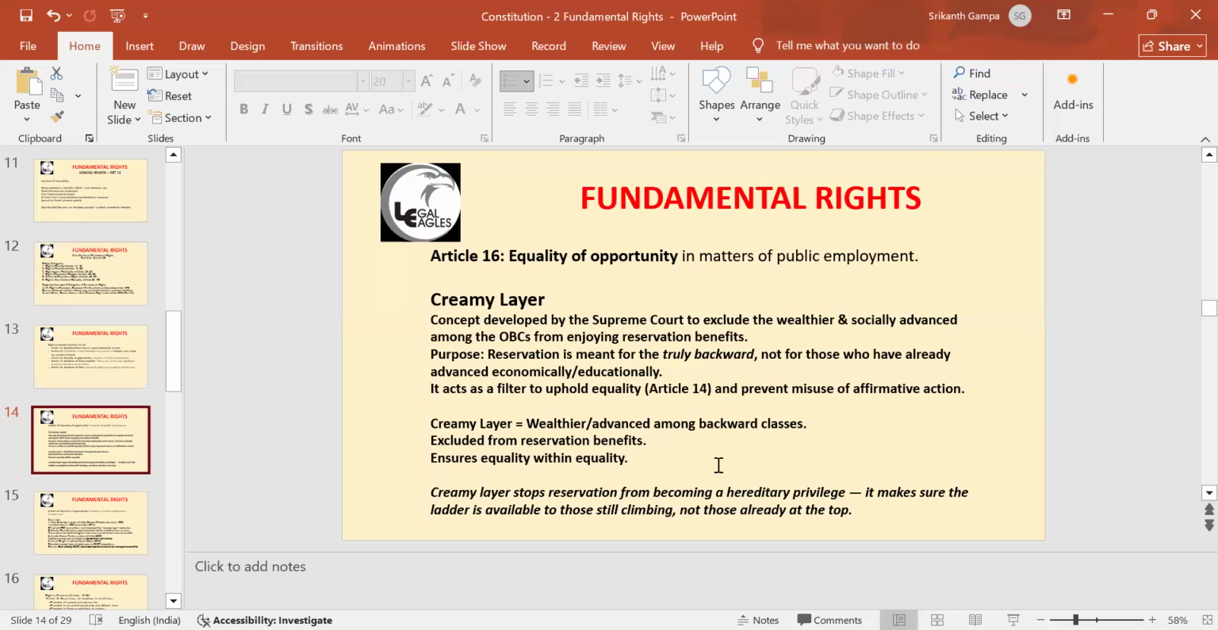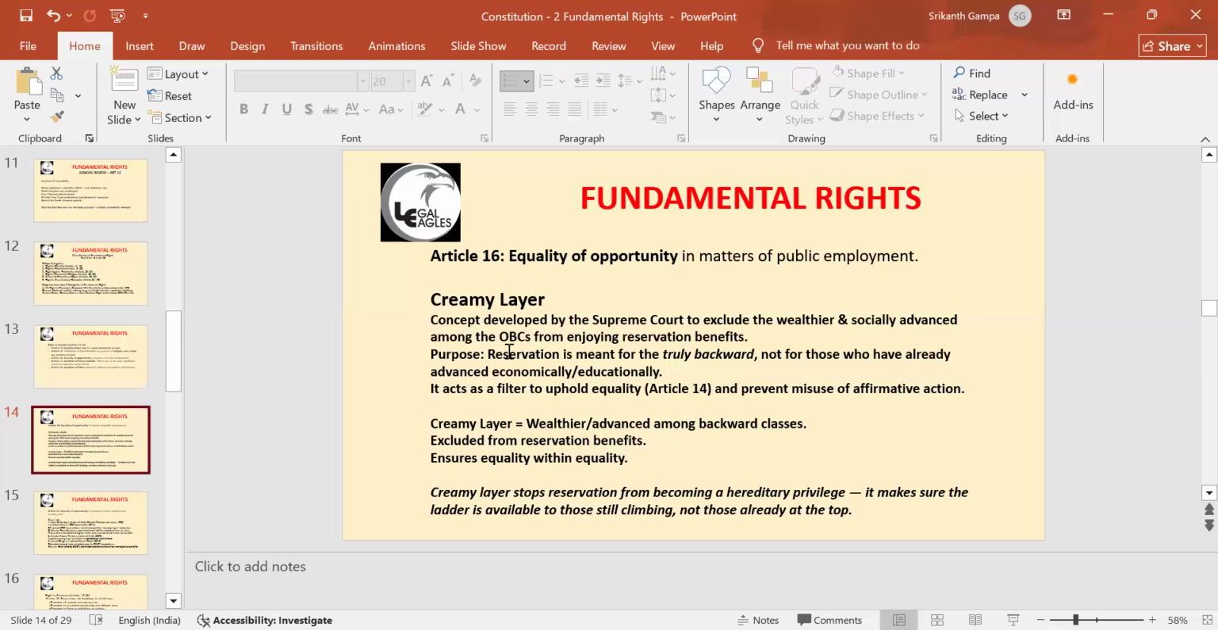The creamy layer stops reservation from becoming a hereditary privilege. Your father has become an IAS officer, and you are an OBC. He is very well settled, you got the best of education, you have every available thing, but you want to take advantage. But the creamy layer will stop that, because reservation is not hereditary. Once somebody has taken it, now you are not to take it, so that someone else can be comfortable.